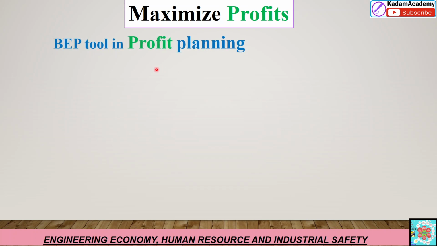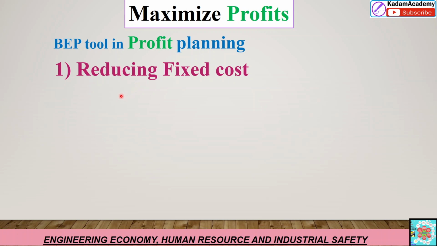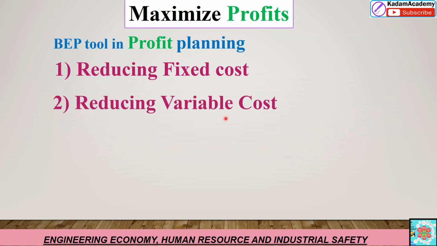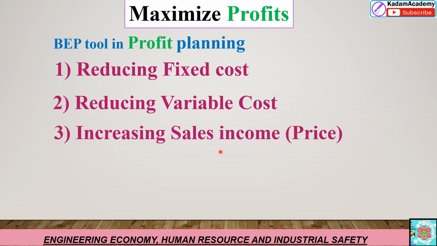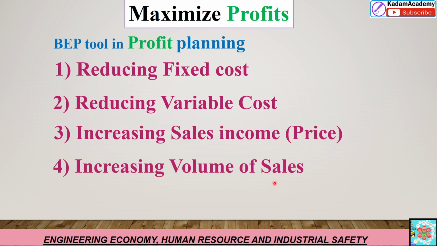This is the BEP tool in profit planning, with 4 ways: reducing the fixed cost, reducing the variable cost, increasing the sales income or price, or increasing the volume of sales. We'll see them one by one.